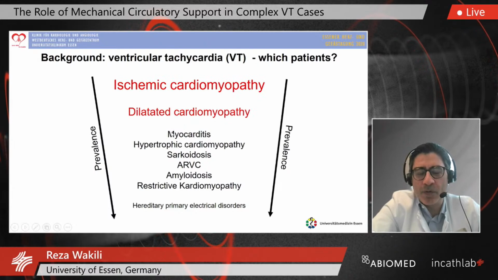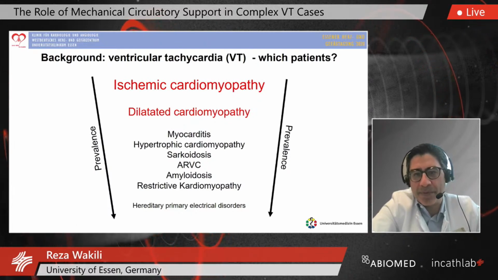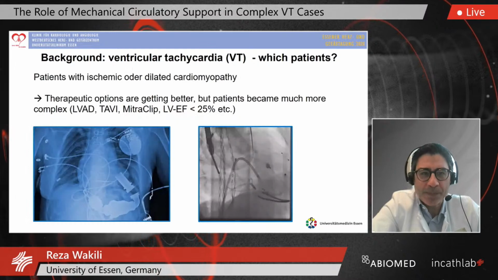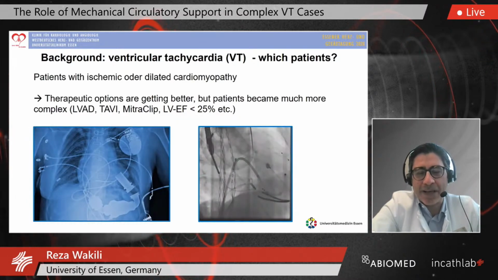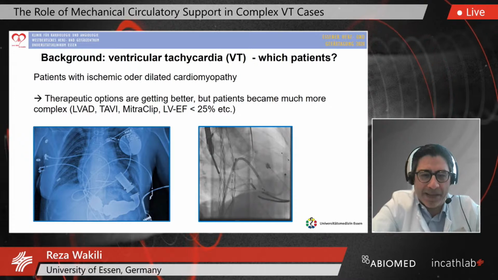I think the main two which I want to focus on are the ischemic and non-ischemic cardiomyopathies, which are the patients which we currently treat the most with ablation. If we look at these patients, we can conclude that therapies and therapeutic options got a lot better during the last decade.